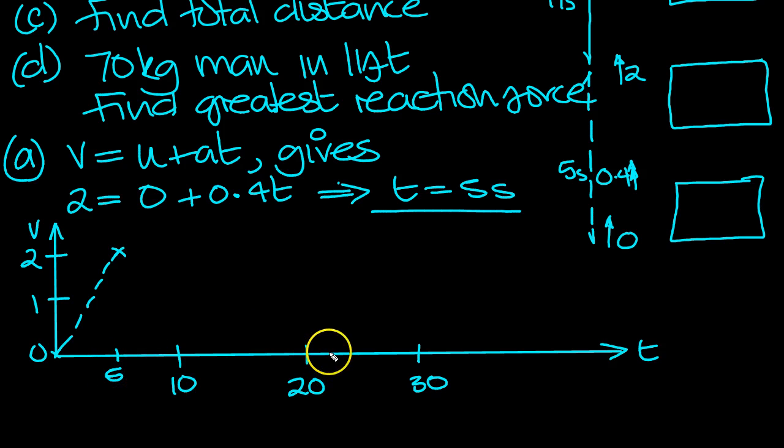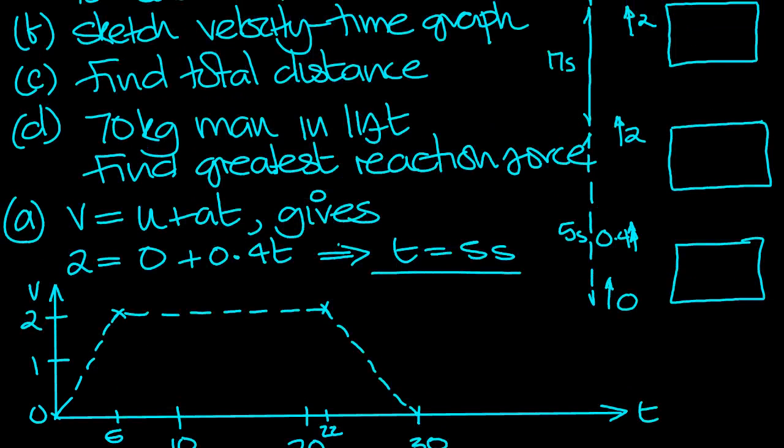5 and 17 is 22. So it carries on at 2 meters per second. And then for the last 8 seconds, it decelerates at a uniform rate until it gets to rest after 8 seconds from here. This is 22. Okay, good. So that's the velocity time graph then.